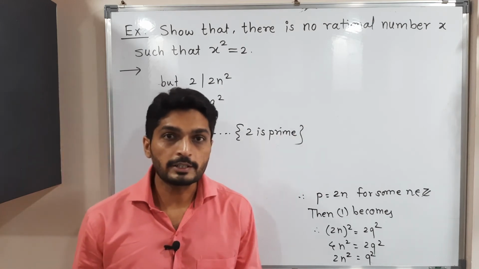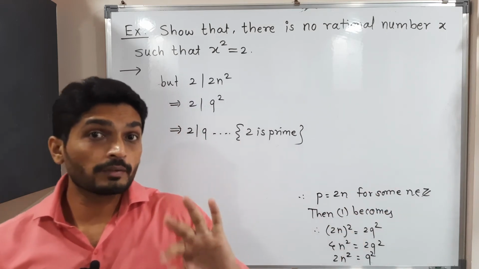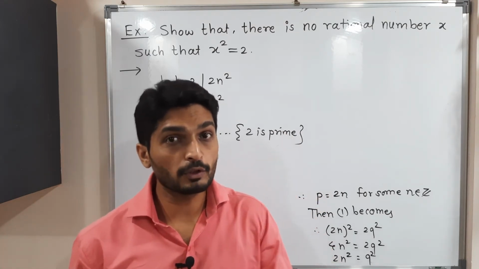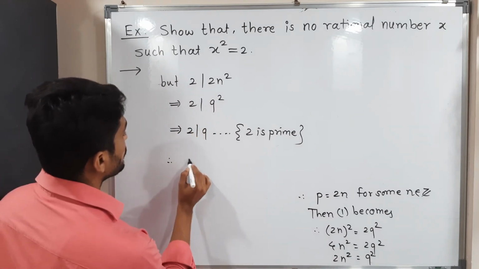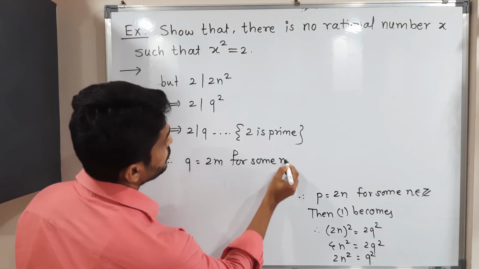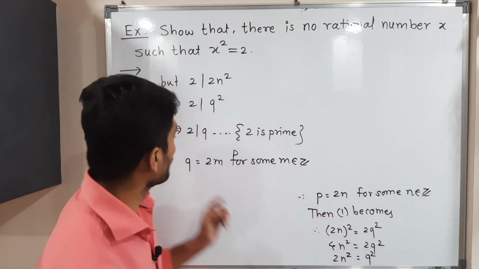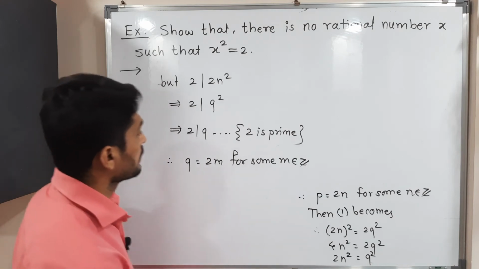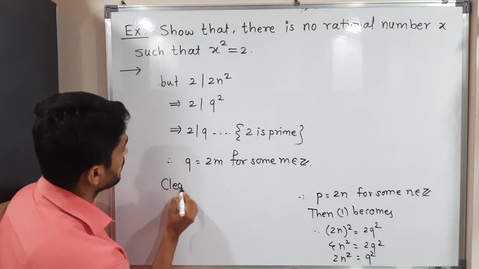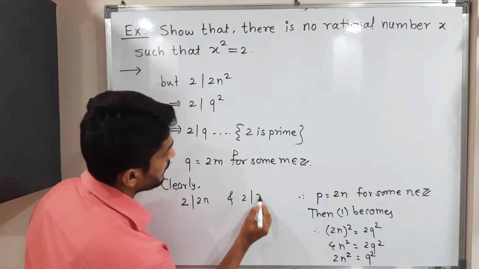So 2 divides q, that means obviously q is a multiple of 2. Just like 2 divides 20, so you can write 20 is equal to 2 into 10, it is a multiple of 2. So therefore q is equal to 2m for some m belonging to Z. Here we had written p is equal to 2n, now we are writing q is equal to 2m.